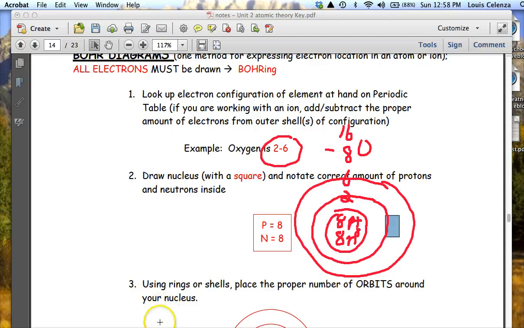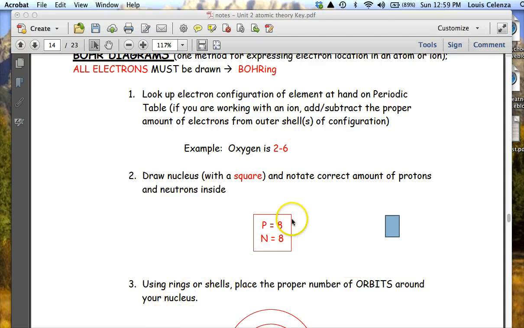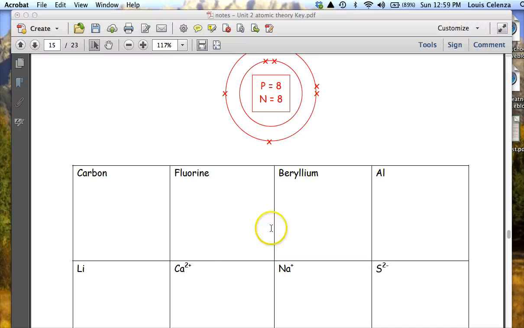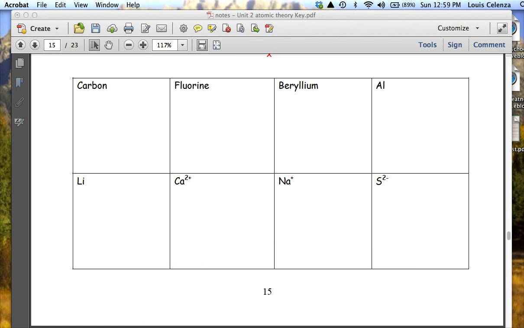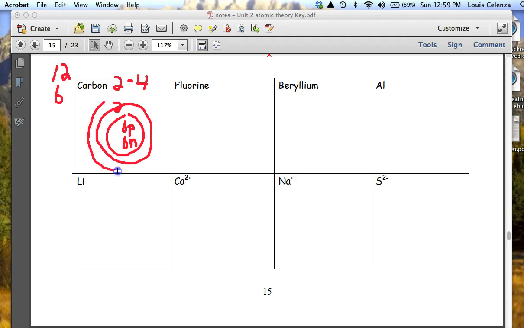Let's do a couple of different ones towards the bottom, as you can see here. I'm not going to do all of these for obvious reasons. So we'll do carbon. Carbon is 12 over 6, and its configuration is 2-4. So the nucleus is going to contain 6 protons and again 6 neutrons. And it's going to have 2 energy levels. There'll be 2 electrons in the first level. I'm going to draw a half circle and 4 in the second level.